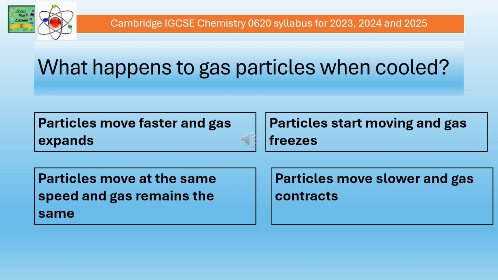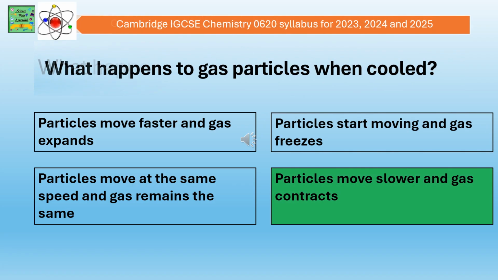What happens to gas particles when cooled? Particles move faster and gas expands, or particles stop moving and gas freezes, or particles move at the same speed and gas remains the same, or particles move slower and gas contracts. When the gas is cooled, particles move slower and the gas contracts is the correct answer.